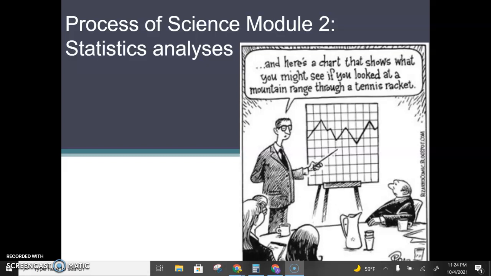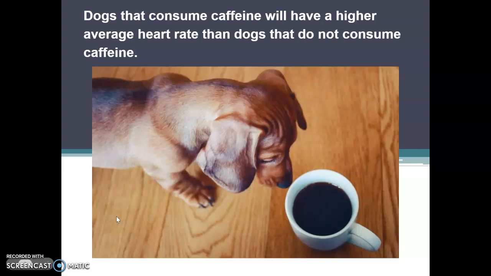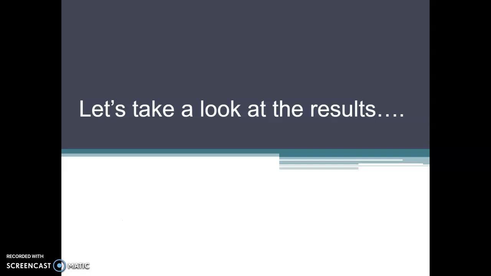So to begin, if you remember, I was looking at whether or not caffeine would affect dog heart rate. And so my hypothesis was that dogs that consume caffeine will have a higher average heart rate than dogs that do not consume any caffeine. So let's take a look at the results.